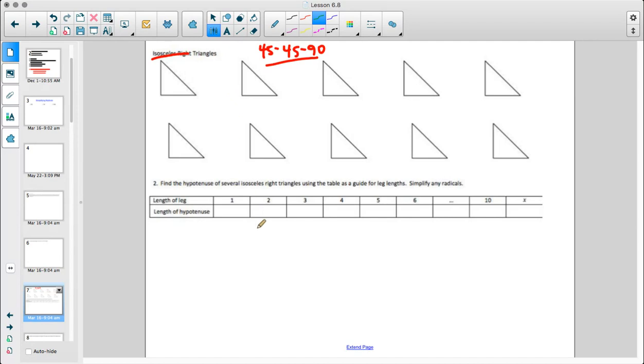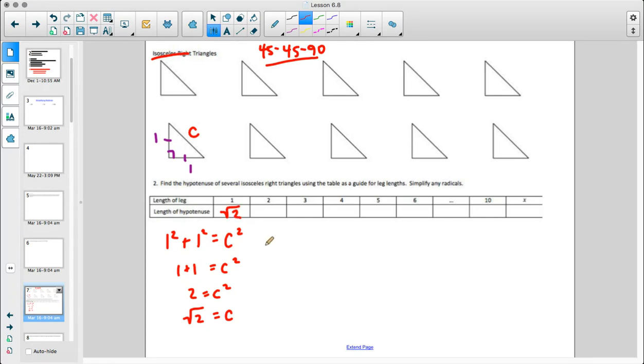So what I'm going to just show you is the pattern that happens each time. Okay, so let's say the length of the leg is 1. If this is a right triangle and it's isosceles, then this length will also be 1. And if I want to figure out what this side is, I'll have to set up the Pythagorean theorem. So 1 squared plus 1 squared is going to be c squared. And if I take the square root of both sides, I see that the square root of 2 will be c. So this leg is going to be the square root of 2.